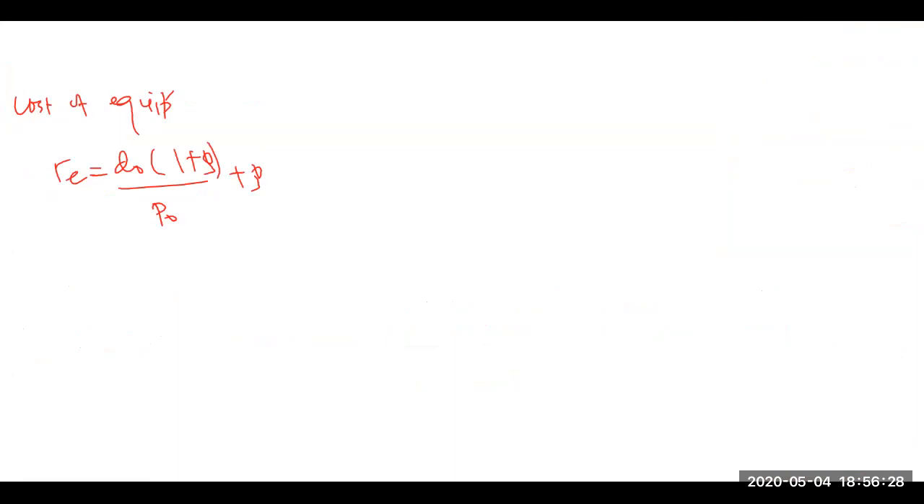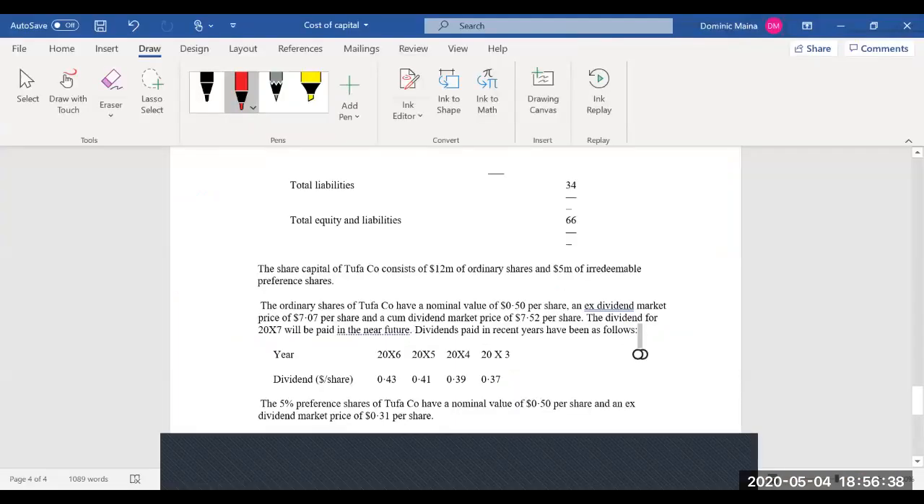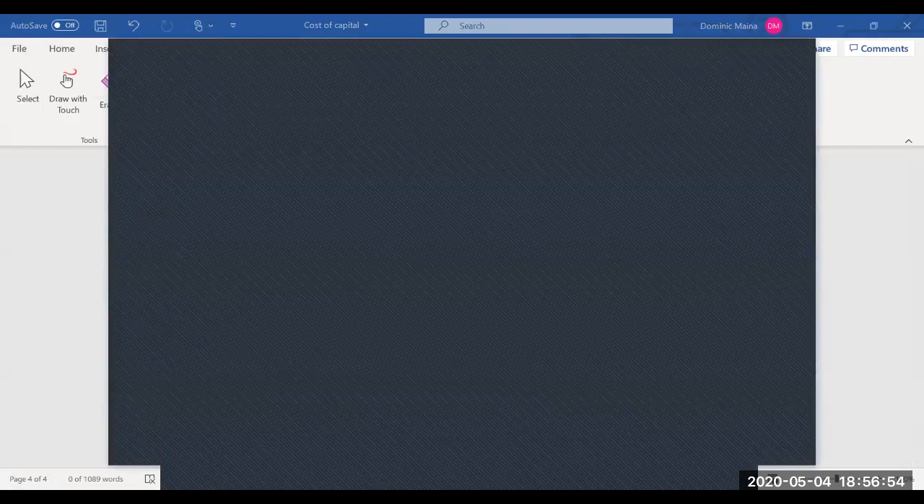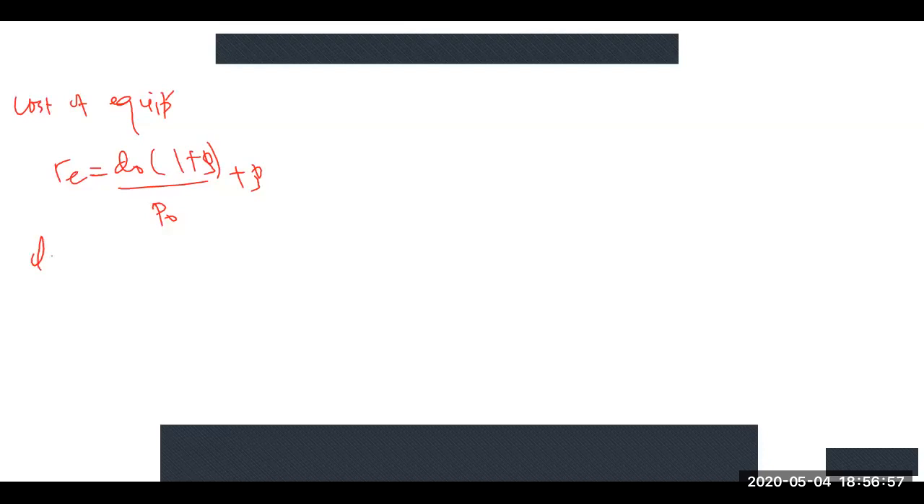So we are looking for the dividend per share for the year 2007. We have been given the ex dividend and cum dividend, so we can look for dividend per share. The cum dividend is 7.52 and the ex dividend is 7.07. From there you were able to get the dividend per share, which was 0.45: 7.52 minus 7.07.